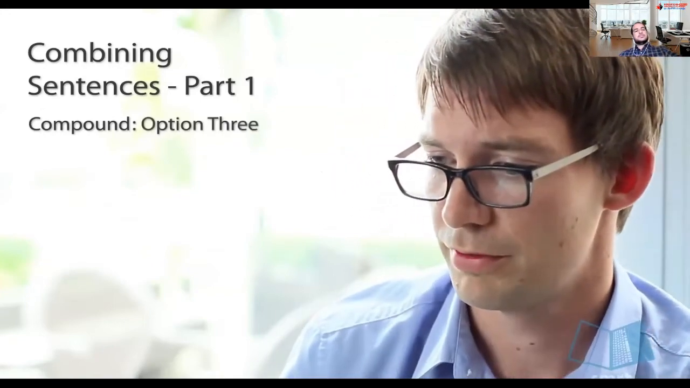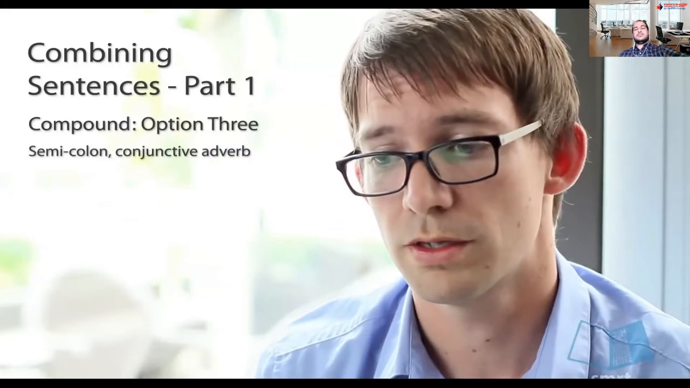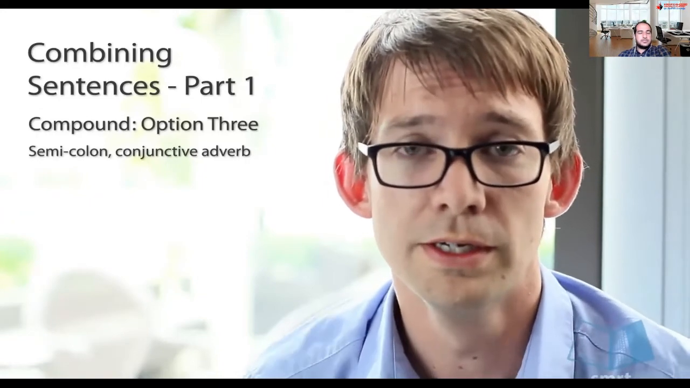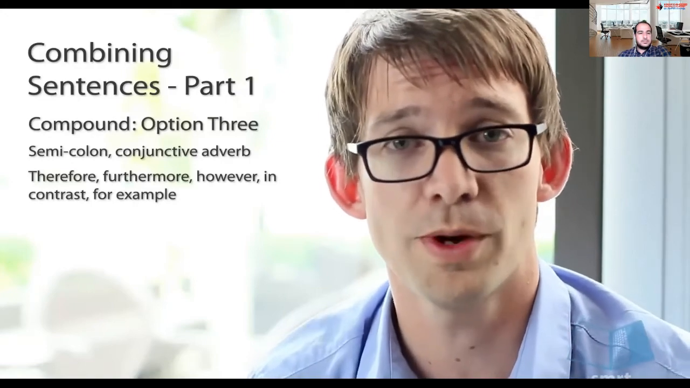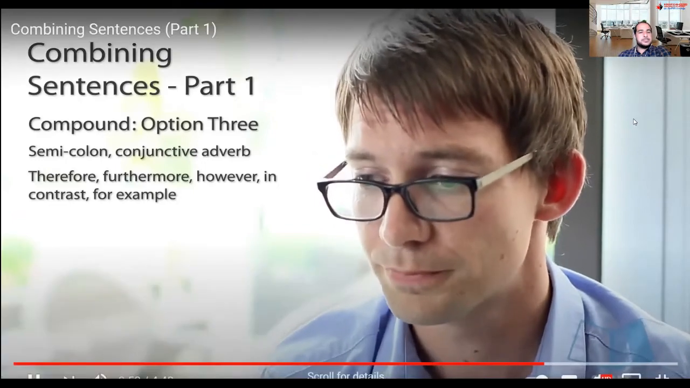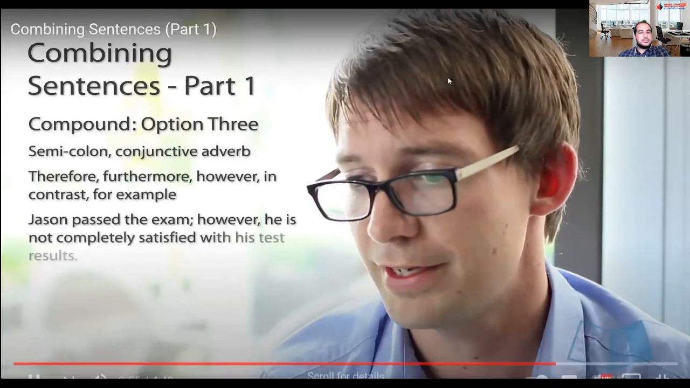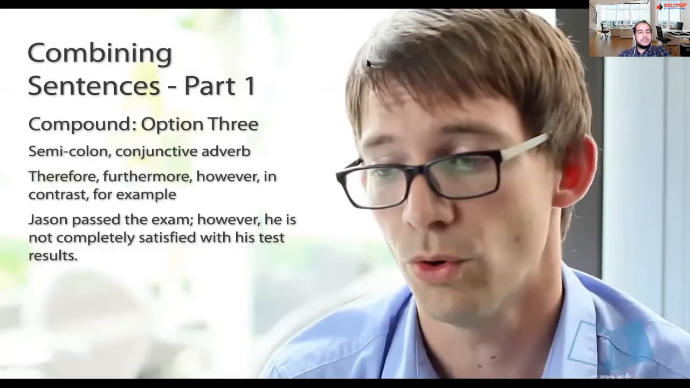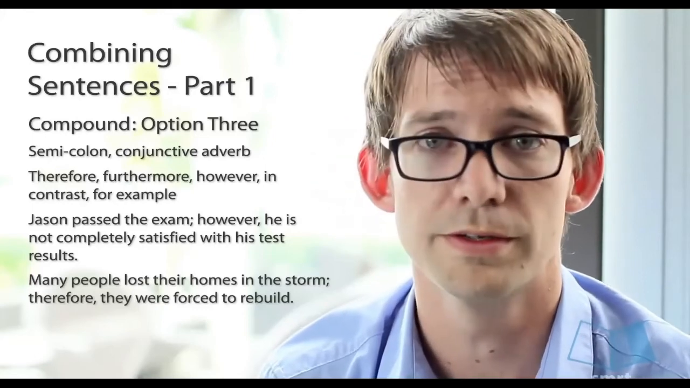Now, the third option for making a compound sentence is using a semicolon with a word that we call a conjunctive adverb. Now, by conjunctive adverb, I mean a word like therefore, however, as a result, consequently, and so on. Now, if you use a semicolon with one of these words, you make a compound sentence. For example, Jason passed the exam; however, he is not completely satisfied with his test results. Or, many people lost their homes in the storm; therefore, they were forced to rebuild.